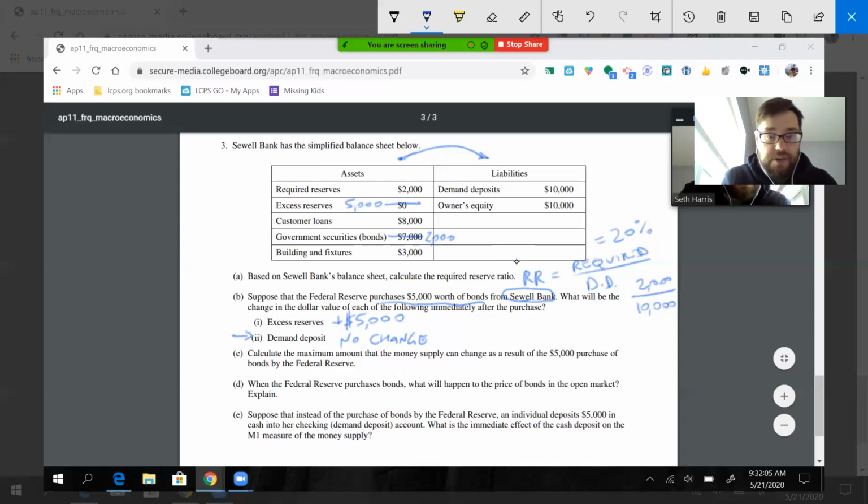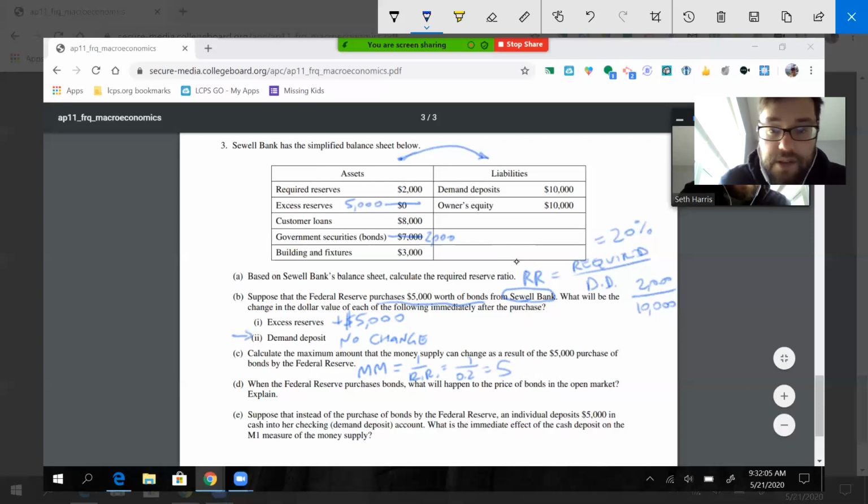All right, part C, calculate the maximum amount that the money supply can change as a result of a $5,000 purchase of bonds by the Federal Reserve. Okay, so you should have a clue there. We need to calculate the money multiplier for this one. So that is 1 over the reserve ratio. In this case, we said it was 20%, so 0.2. So the money multiplier is going to be 5.